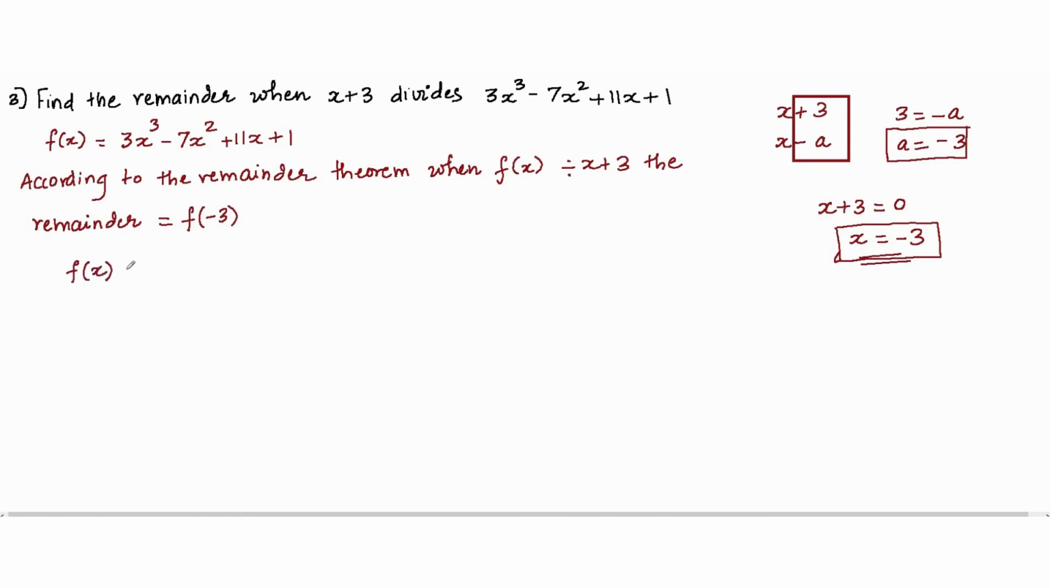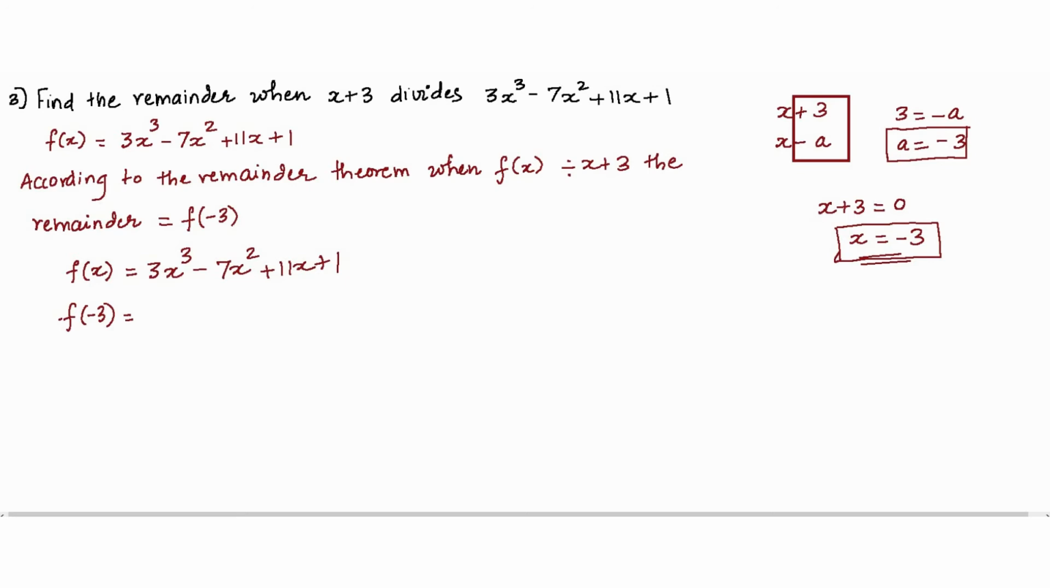I know that f of x equals 3x cubed minus 7x square plus 11x plus 1. So if I wish to find f of minus 3, what I should be doing is, I should substitute x as negative 3, right?